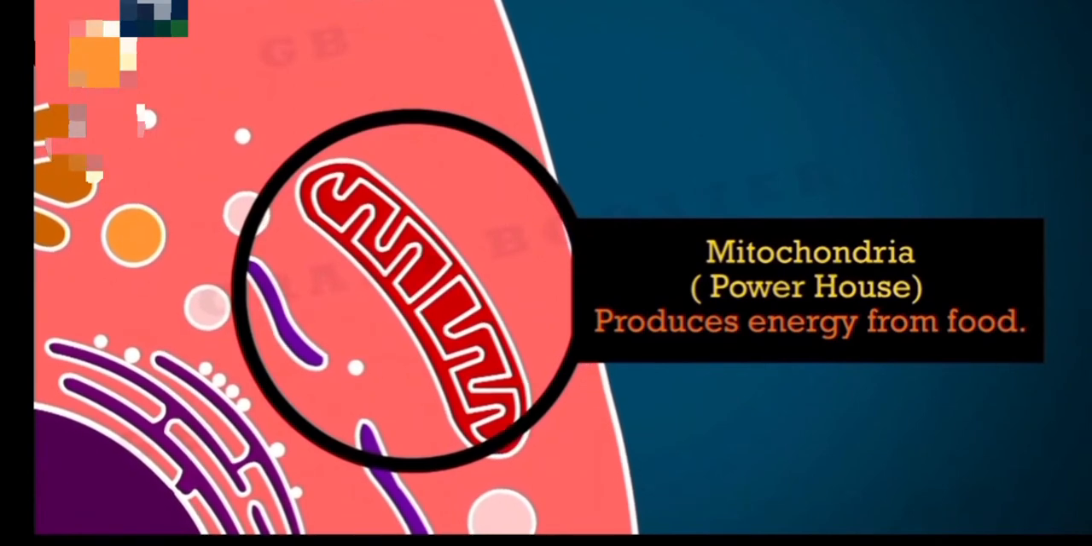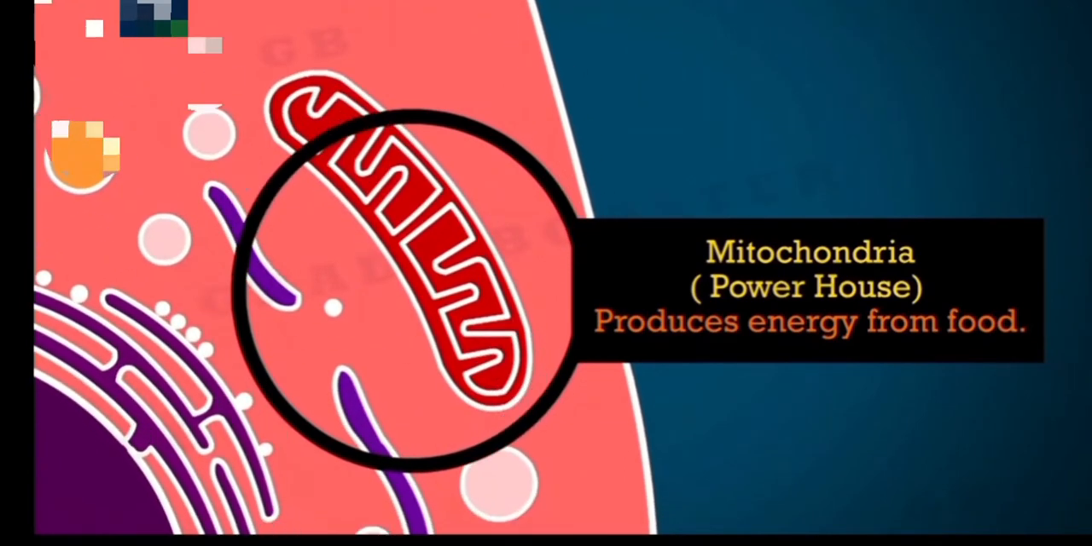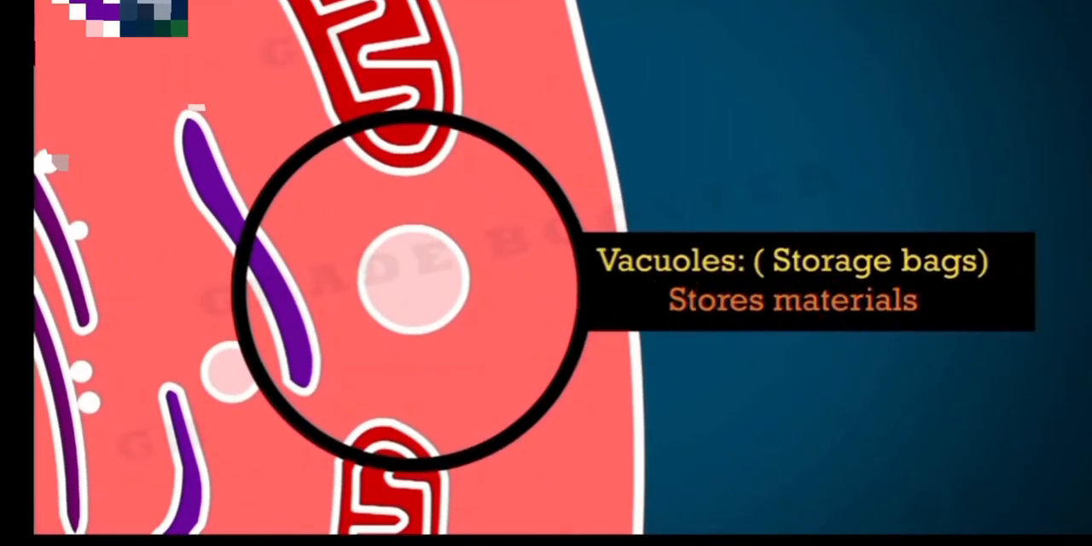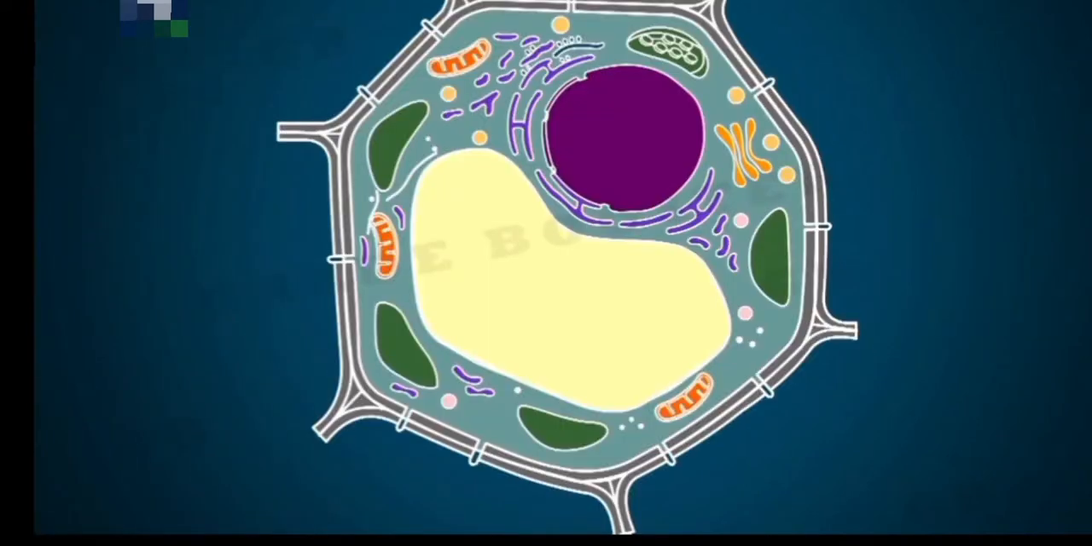Mitochondria. It is called the powerhouse of the cell because it produces energy from the glucose. Vacuoles. They are called storage bags. They store different materials. Lysosomes. They are called suicidal bags because they contain digestive enzymes and they digest foreign materials like bacteria and damaged cells.